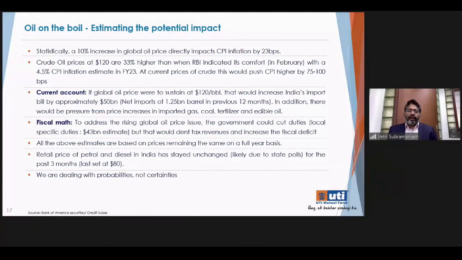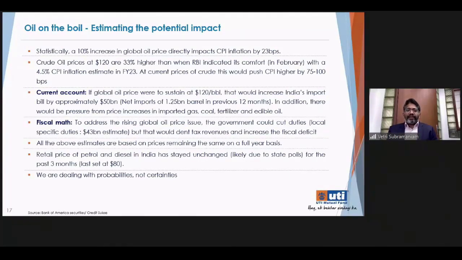And then as of now, perhaps the 14-day average of crude is closer to 110, 111. So, you could see some sort of a price hike, also accompanied by a cut in duties to reduce the immediate impact. But the point I want to make is that we are dealing with probabilities, not with certainties. Why do I say that? Because we don't know whether these elevated prices will stay the same for another day, another week, another month, another year, or even longer. So we are dealing with probabilities rather than certainties at this point of time.